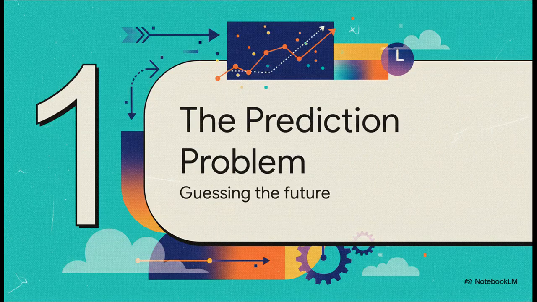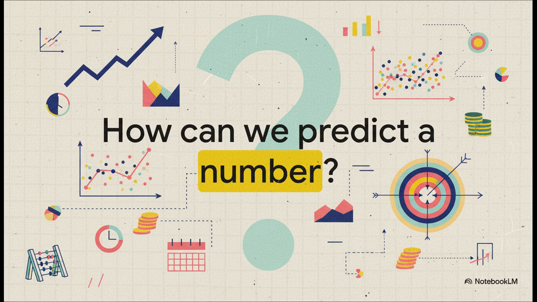The prediction problem. You see, at its heart, a huge chunk of machine learning is really just about solving this one thing. It's all about taking what we already know about the past to make a really smart, educated guess about the future. Okay, but let's narrow that down a bit. Let's focus on this one single, super important question. How can we predict a specific number? I know, it sounds almost too simple, right? But trust me, this is the foundation for so much of the technology and data analysis that's all around us.